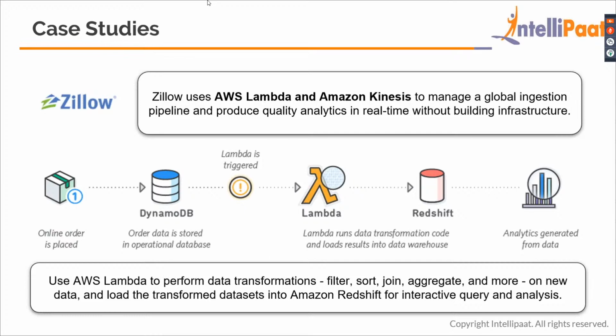filter, sort, join, aggregate, and more on new data, and load the transformed data sets into Amazon Redshift for interactive query and analysis. So let's say if you're uploading raw data to Redshift, then there is no use for that, because uploading raw data does not give you any ease of access. But if you transform your data into easily readable format for the computer and easily queryable format, then if you push it into Redshift, it'll be very easy for analytical processing.